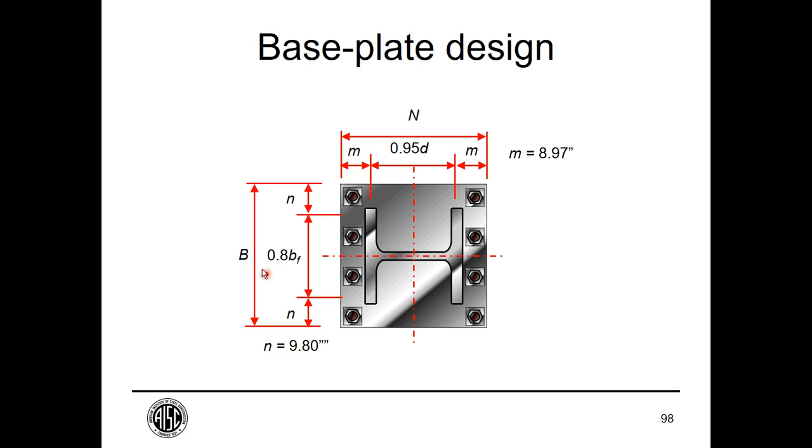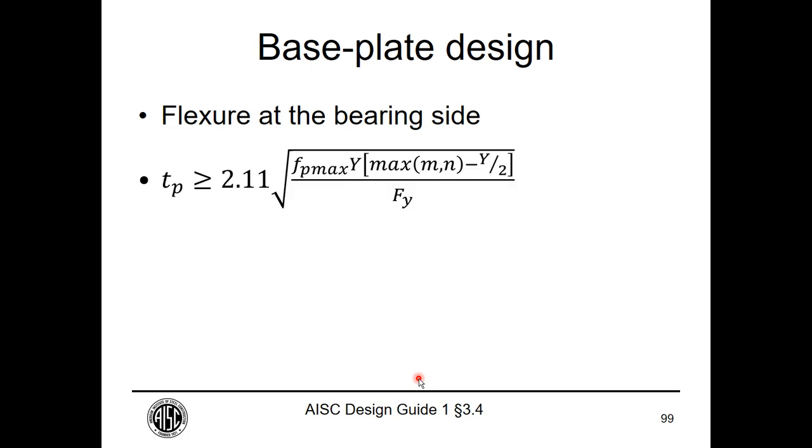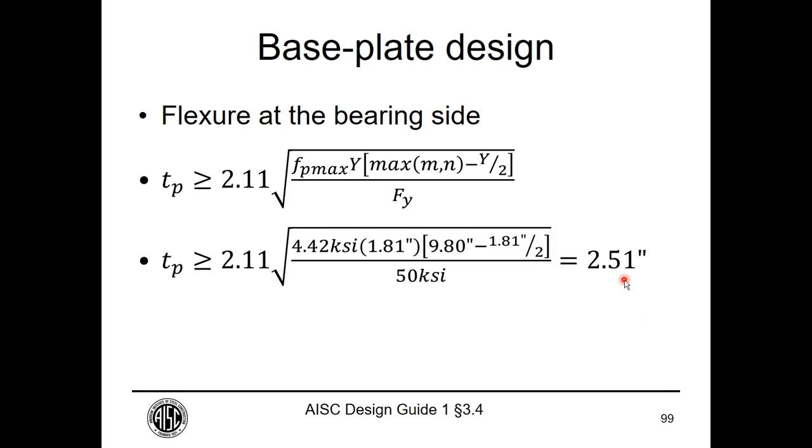Again, it's 32 by 32. Calculate these N dimensions and M dimensions based on the section that we've used. On the bearing side, where we have that compression stress pushing up, we have bending in the base plate, and this equation essentially gives us the thickness, considering the Fy of the base plate, for which the flexural strength will be sufficient. And that gives us 2.51 inches, and I guess somewhat conservatively we're saying use 2 3/4 inches. Some people might say we're so close to 2.5, let's use 2.5, but we're going to use 2 3/4.